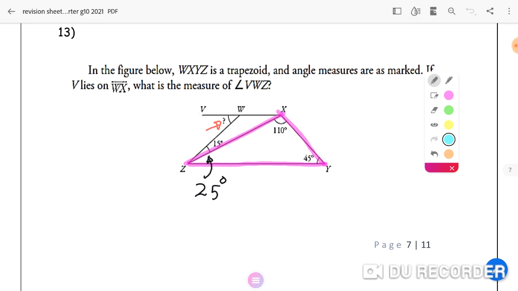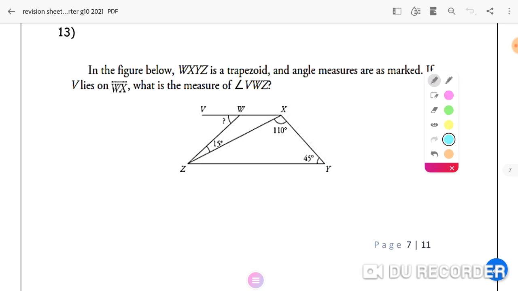Okay, and we know that the trapezoid has one pair of parallel sides. So these sides actually are parallel. Okay, so this one is parallel to that one, and that means once you have this transversal, you think about two congruent angles. This angle which measures 25, and that angle also measures 25, because these two angles are alternate interior angles.